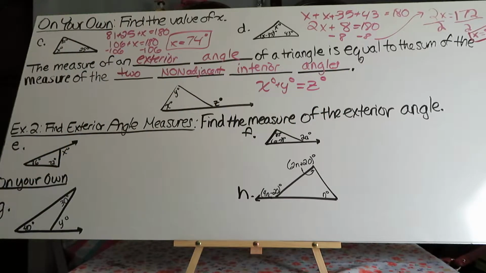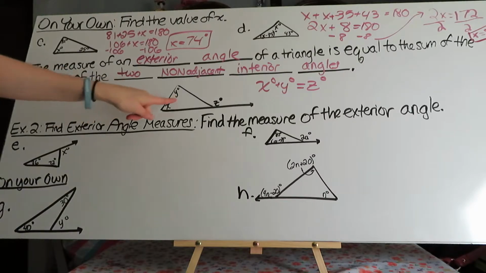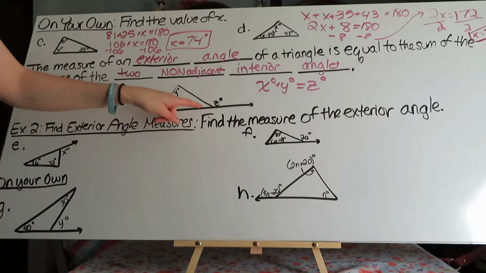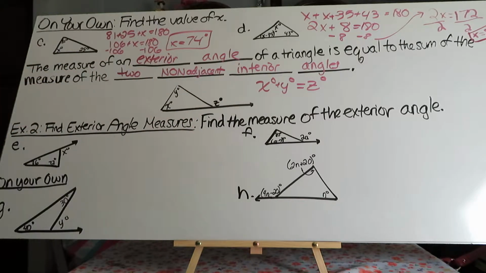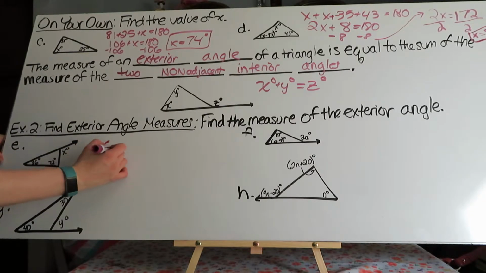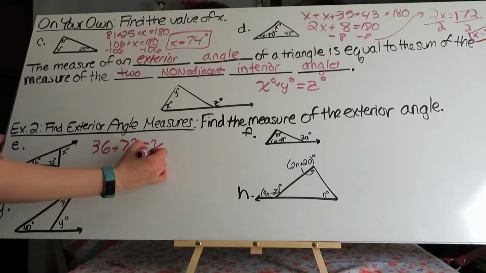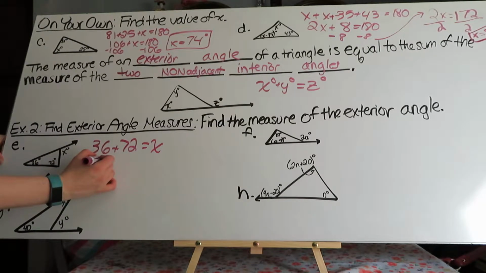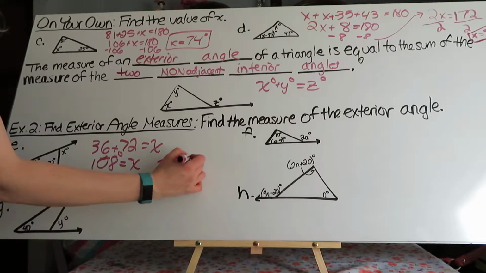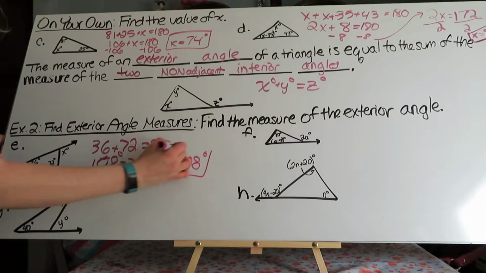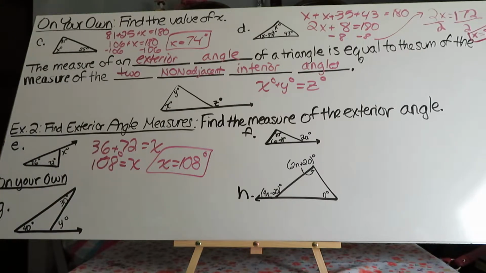That gives us the option to be able to quickly find the measure of angle Z instead of adding these two, subtracting it from 180, getting this one, subtracting that from 180. You just add these two and it gives you that angle measure. So let's practice that with letter E. We're going to take 36 plus 72, and that's going to equal X. So 108 degrees equals X. I'm going to write it in the simplest form of having the X on the left side. So X equals 108 degrees.